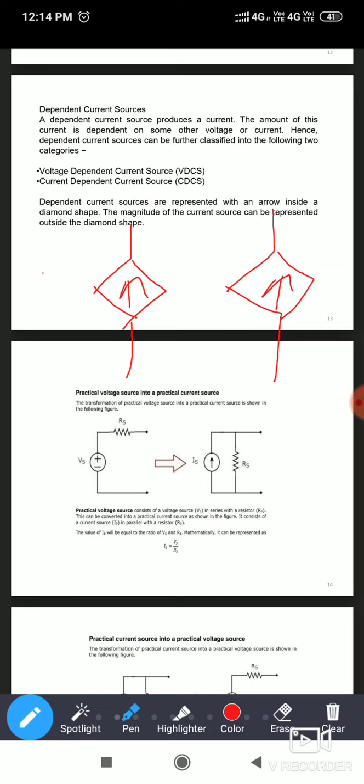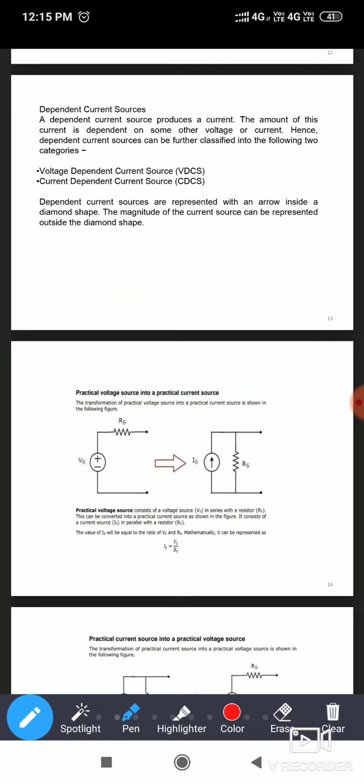So if the value of this dependent current source depends on the value of voltage, so Is is equal to K into V1. जर व्होल्टेज व्हॅल्यू वरनं जर is ची व्हॅल्यू जर ठरणार असेल, तर त्याला काय म्हणायचं, voltage dependent current source. Suppose now in this case Is is equal to K into I1. So I1 च्या व्हॅल्यू वरनं is ची व्हॅल्यू ठरणार आहे. That's why the right hand side source is called current dependent current source, and the left hand side is called voltage dependent current source. Okay, so these are the discussions we completed in the last lecture.